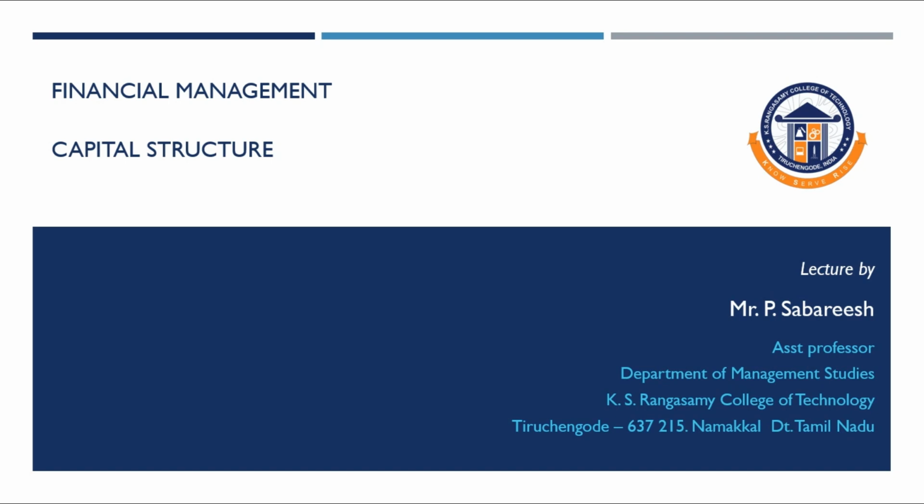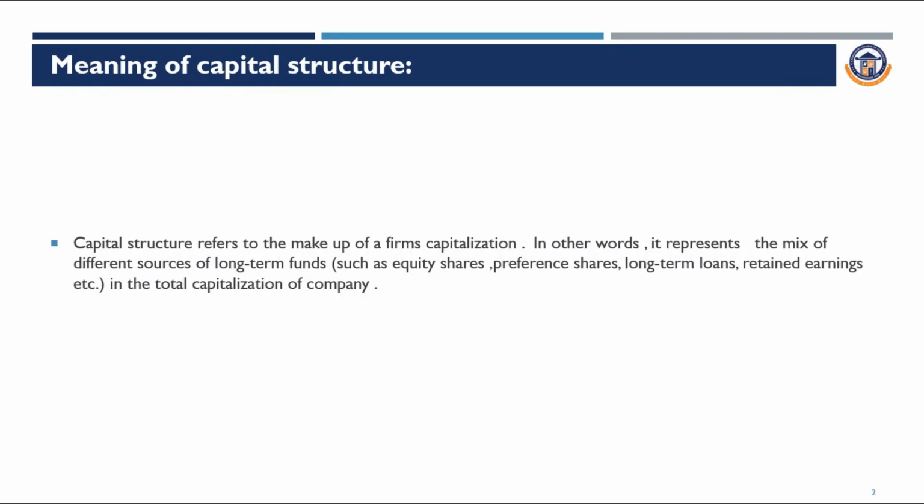Now we are going to discuss the capital structure. First, see the meaning. Capital structure refers to the makeup of a firm's capitalization. In other words, it represents the mix of different sources of long-term financing, such as equity shares, preference shares, long-term loans, and retained earnings in the total capitalization of the company.